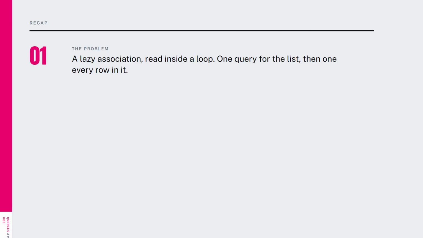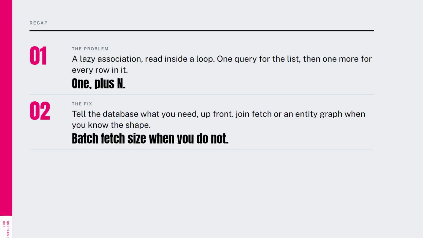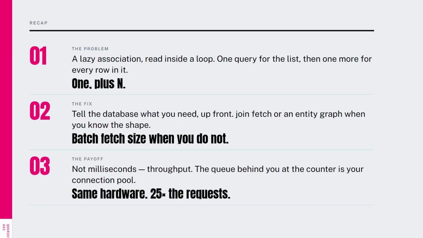Let's quickly do a recap. The problem: a lazy association, read inside a loop. One query for the list, then one more for every row in it. 1 plus N. The fix: tell the database what you need upfront, join fetch or an entity graph when you know the shape, batch fetch size when you do not. And the payoff.